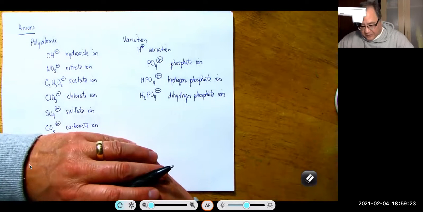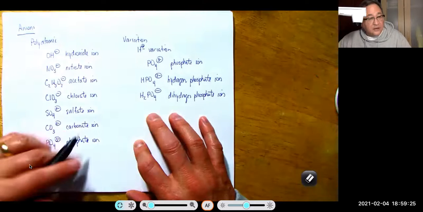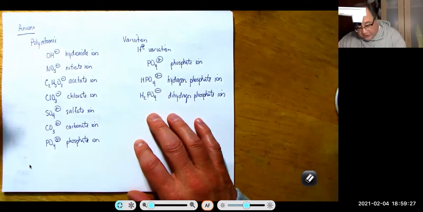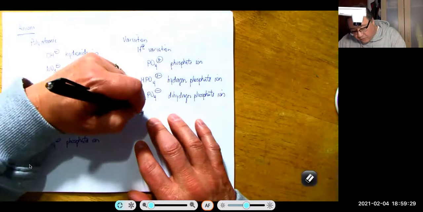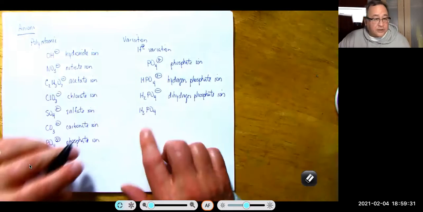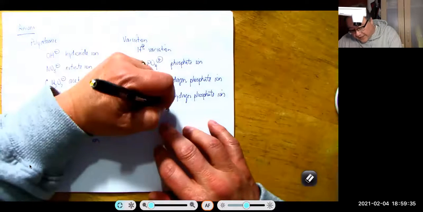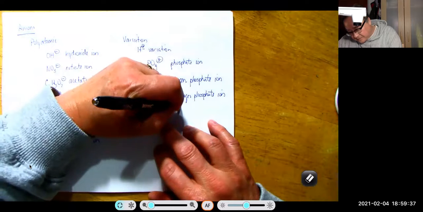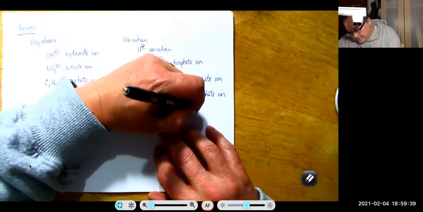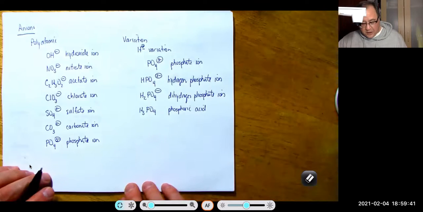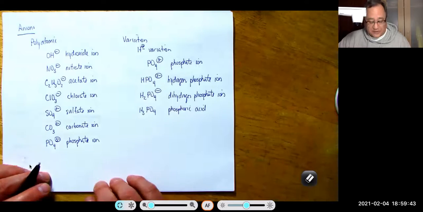Okay, so that's the hydrogen variation. If we add one more H plus, we get H3PO4. It no longer is charged, and so it's not called an ion. In fact, this is called phosphoric acid. Okay, so that's the H variation.